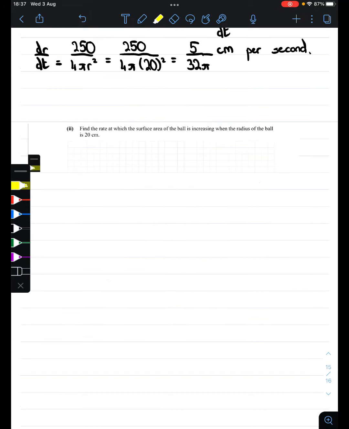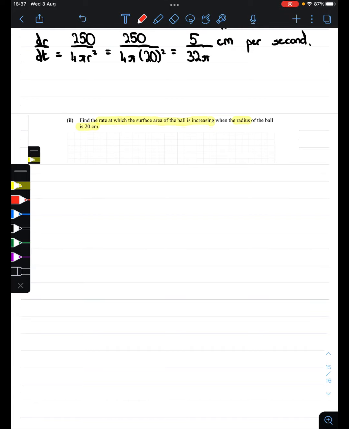We want to find the rate at which the surface area of the ball is increasing when the radius of the ball is 20 centimeters. Okay, so what are we working with here? Well, we know that we're working with a radius of 20 centimeters again, and we're looking for the rate at which the surface area is increasing. So we're looking for ds dt, where s is the surface area. Okay, so we have this formula for the surface area. S equals 4 pi r squared.